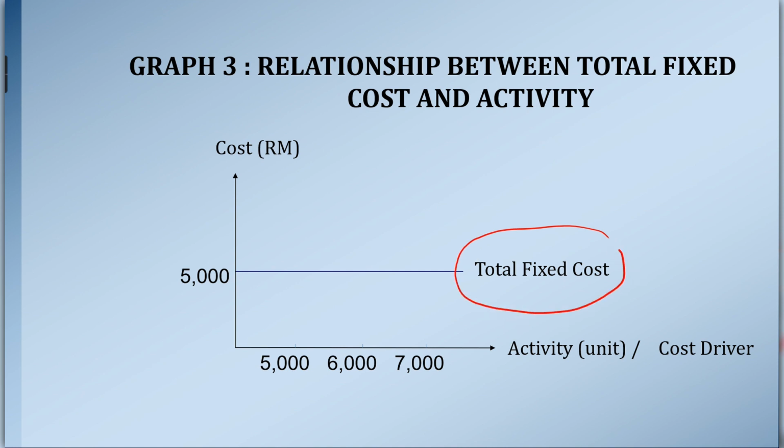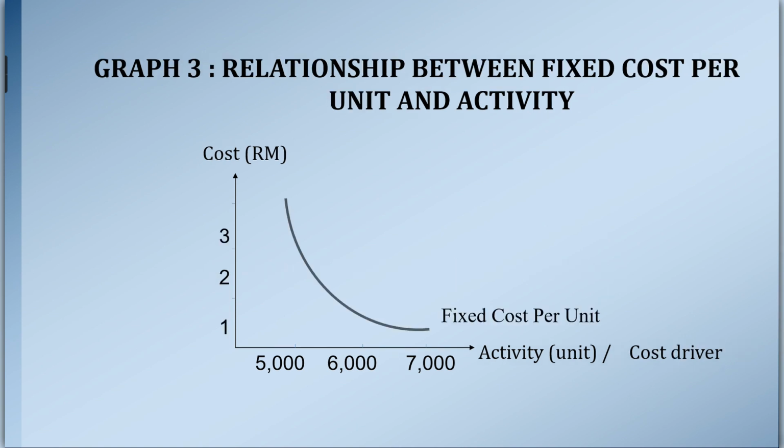Okay, the graph dia sama aras je kan. That means the total fixed cost remain the same even though the cost driver ataupun the activity unit changes. Okay, but for fixed cost per unit, kita boleh tengok graph dia adalah macam ni, because once you increase the level of activities, automatically the cost per unit akan decrease. So that's why you get this kind of graph. Okay, so this is for fixed cost per unit.